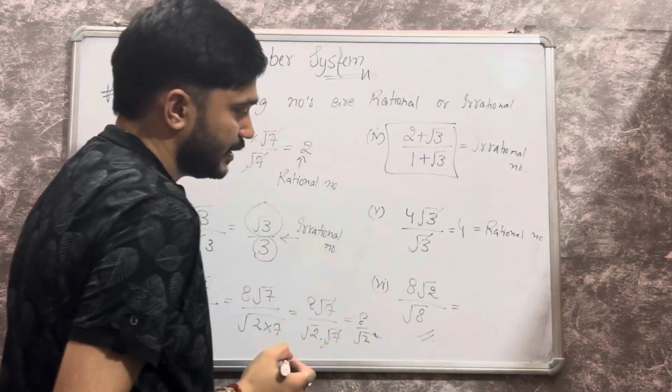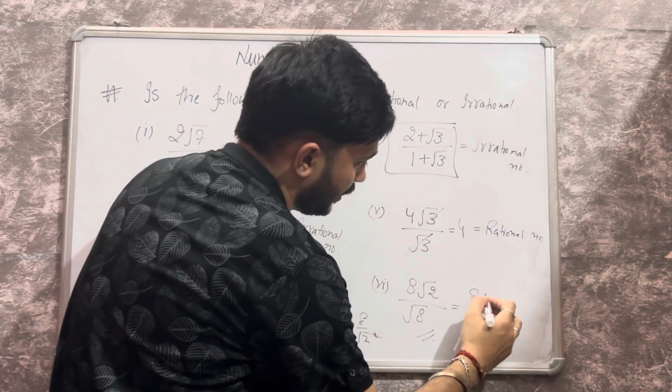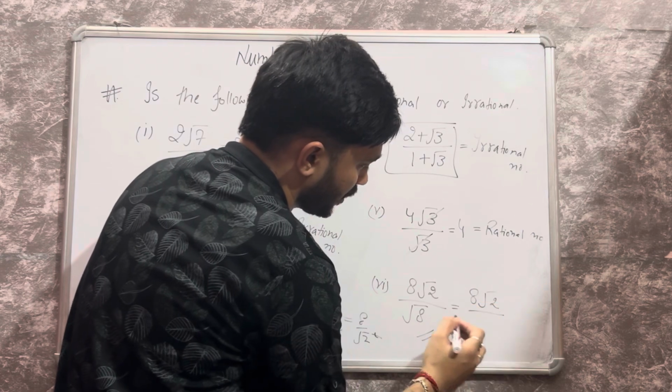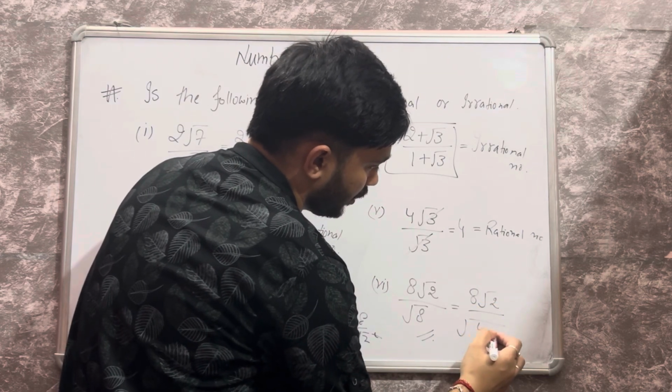Now seeing here, you can write 8 under root 2, here 4 into 2.